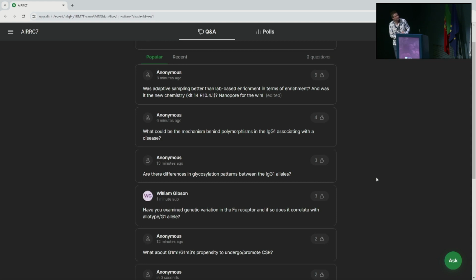You talked about speculating around Fc receptors, but I suppose you haven't directly examined genetic variation in the Fc receptor genes. Is that true? Others have done that, and it doesn't really correlate.